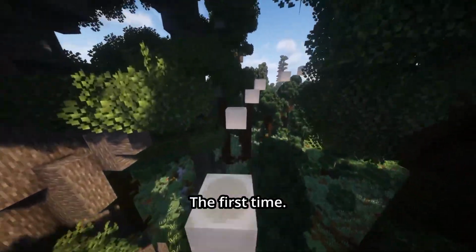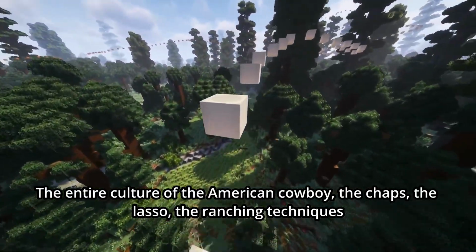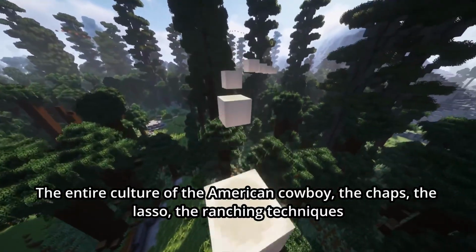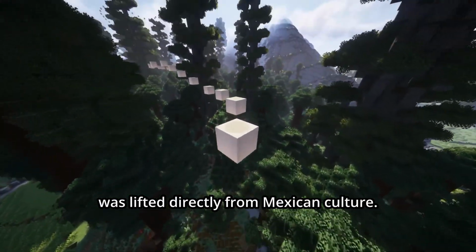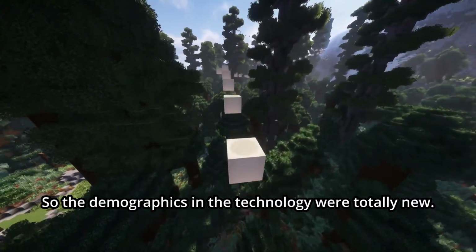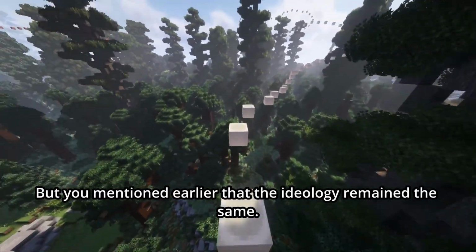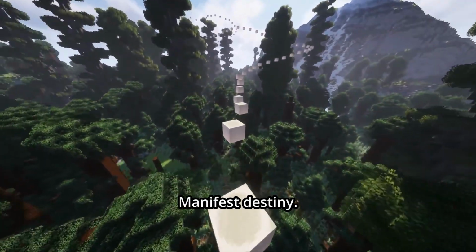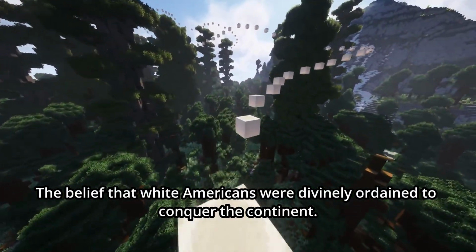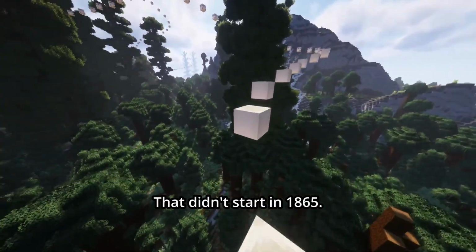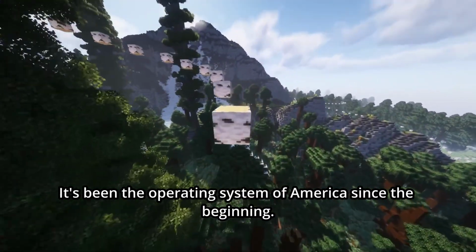The first time, yeah. And don't forget the Mexican vaqueros. The entire culture of the American cowboy, the chaps, the lassos, the ranching techniques, was lifted directly from Mexican culture. So the demographics and the technology were totally new. That sounds like change. But you mentioned earlier that the ideology remained the same. Yes, manifest destiny. The belief that white Americans were divinely ordained to conquer the continent. That didn't start in 1865. Not at all. It's been the operating system of America since the beginning.